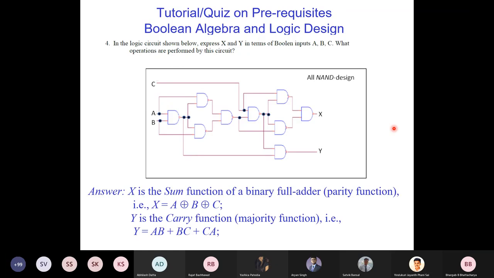All right. So you have correctly identified the functionality of this circuit. X is the sum function of the binary full adder, which is A exclusive or B exclusive or C. Y is the carry function, and the carry is also called the majority function. Why? You have 3 variables A, B, C. If any 2 are 1, then it's 1. Any 2 or more. If 3 of them are 1, then it is 1.